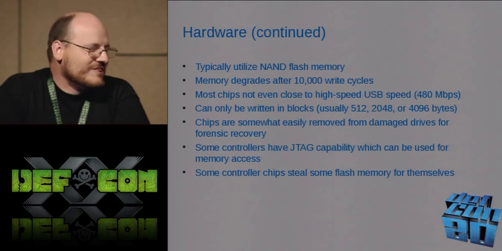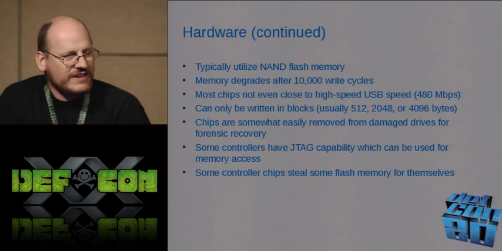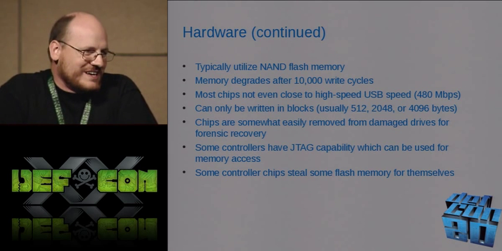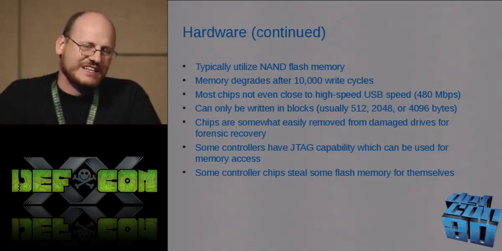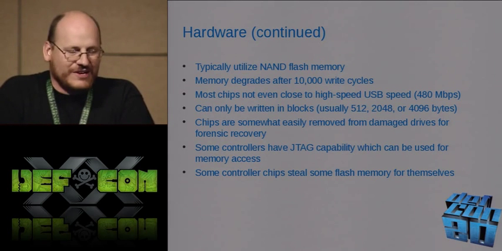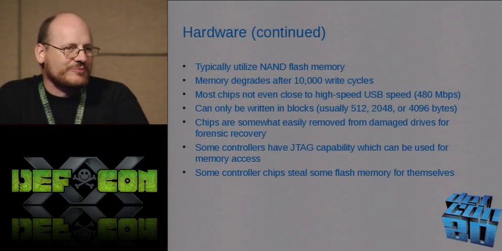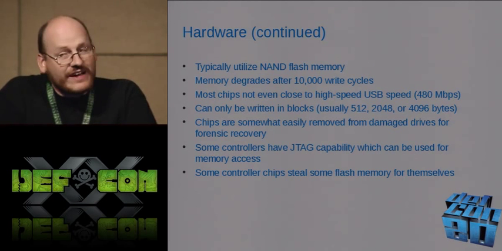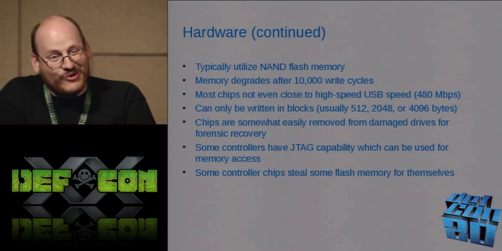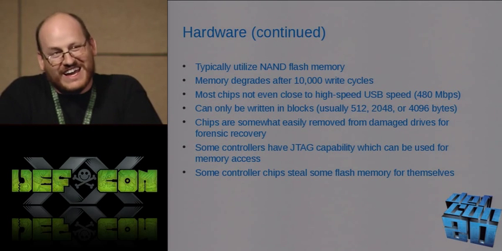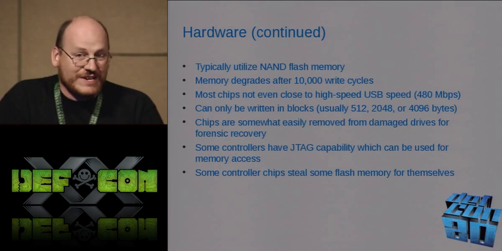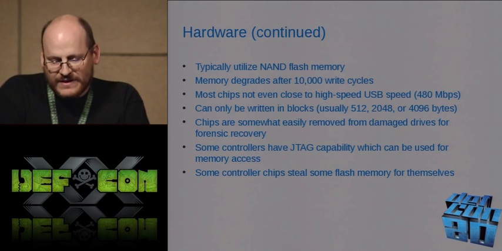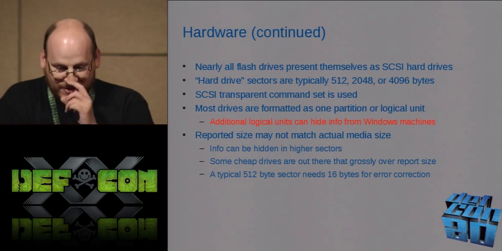So typically, these thumb drives use NAND flash storage. You get about 10,000 write cycles on these. If you're writing to them in particular, you don't even get anywhere close to that 480 megabits per second, by the way. Again, it's like the cable modem. Up to this, but not even close. You can only write to it in blocks. Typical block sizes are 512 bytes. You can have other larger block sizes, although honestly, I have a whole stack of these sitting on my desk at home, and I haven't seen a single one of them with these large blocks. Maybe I just don't buy the right drives, but I guess I like the cheap ones. Maybe that's what it is. And you can have some forensic fun with those as well.